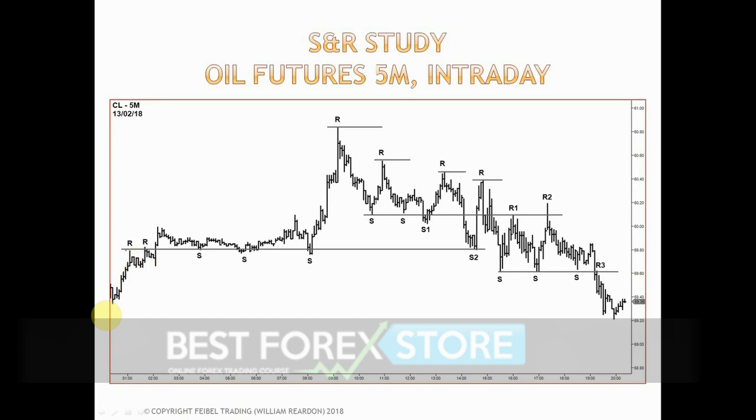So at this point, we notice we've got 1, 2, 3, 4 touches. So I would draw that in, just as this bar closes, I draw this in. Okay. Now look what happens. We drive through this resistance with good price action.